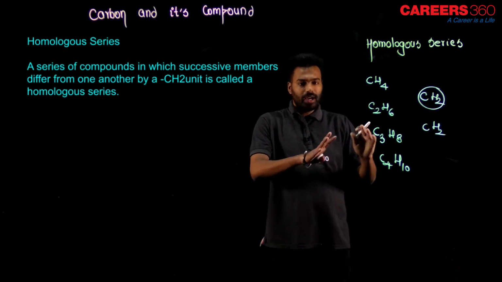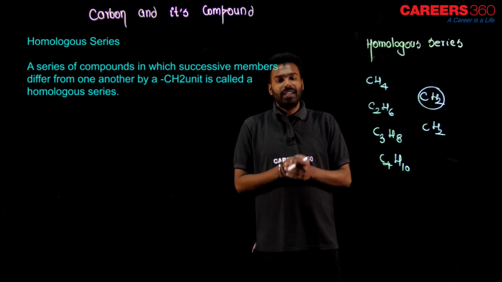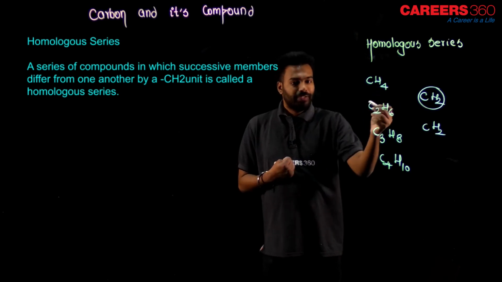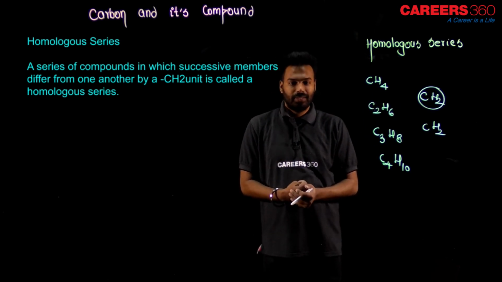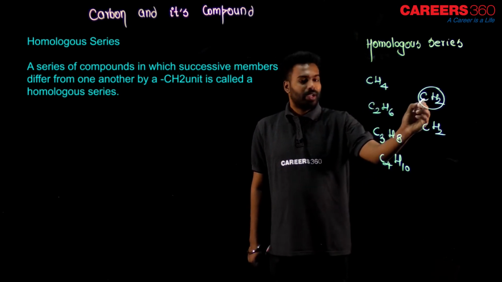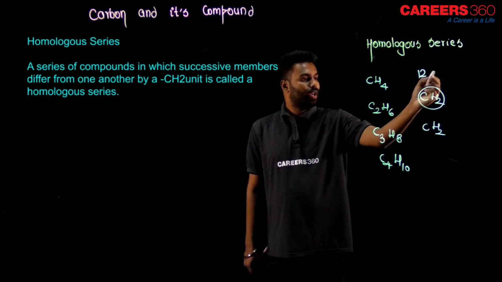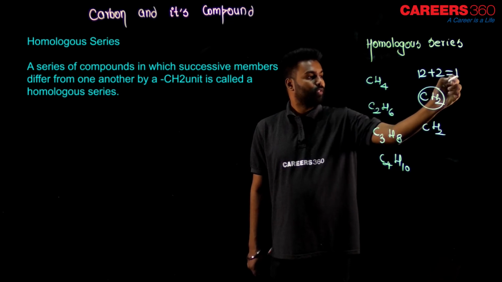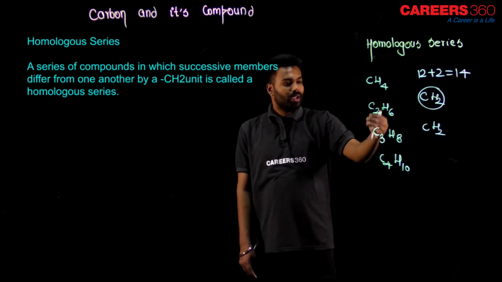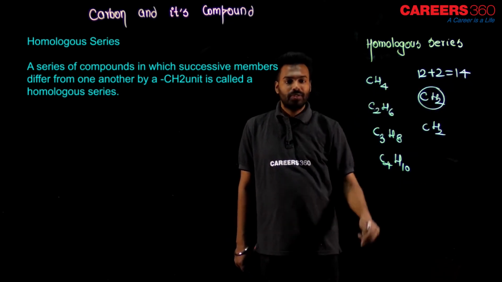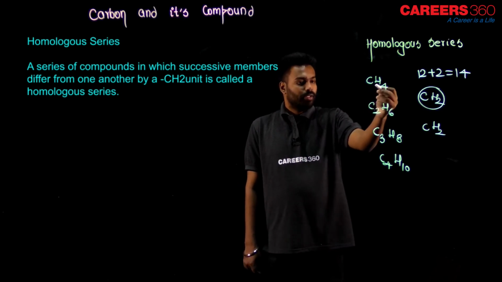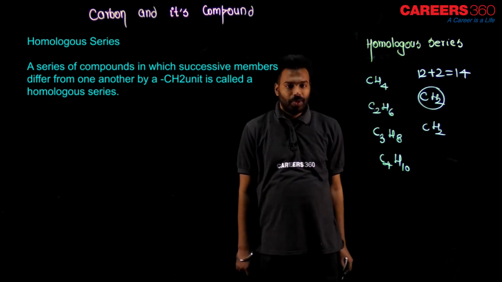Second thing, in other language, I will say that there is a difference of 14 unit mass. How? What is the atomic mass of carbon? That is 12, and for one hydrogen 1, for two hydrogen 2. So, 12 plus 2 is what? 14. So, what is the atomic mass difference between the consecutive members? That is 14 units.